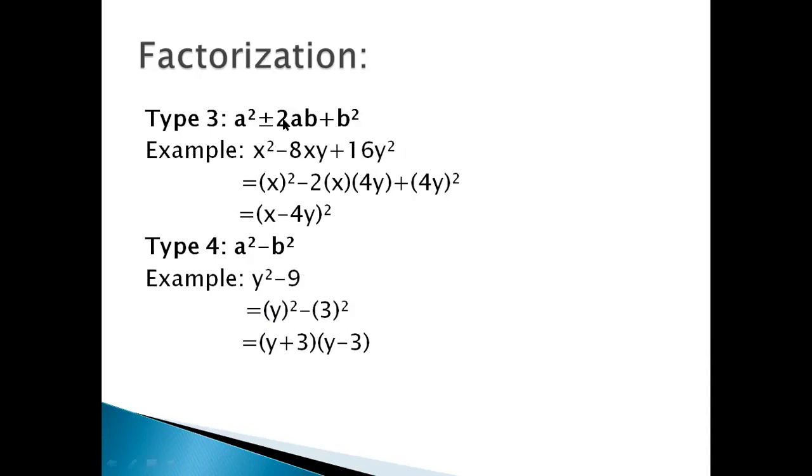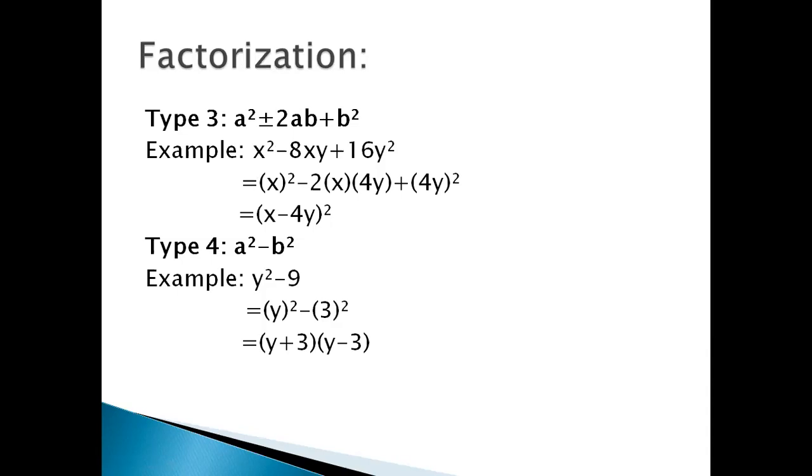Now we have the third type of expressions, in which we will be applying the first or second identity. We can have a square plus or minus 2ab plus b square. There will be two perfect squares, and the central term will be in the format of 2ab. Let's learn this with the help of an example. We have x square minus 8xy plus 16y square. We have discussed that we have to see the two perfect squares first of all, and here the two perfect squares are x square and 16y square.